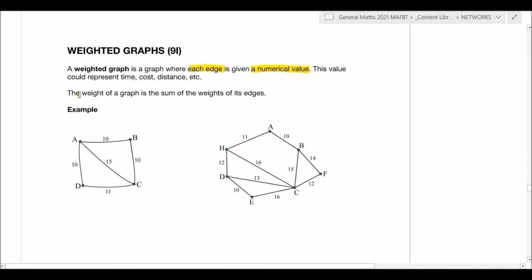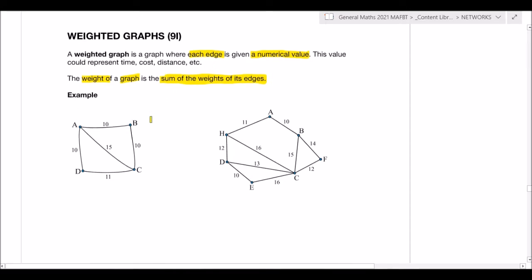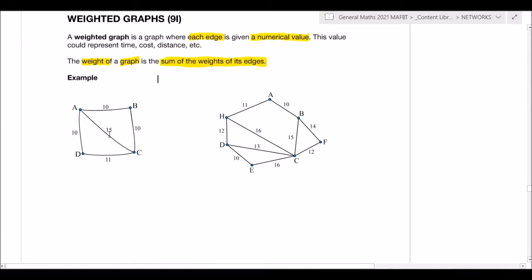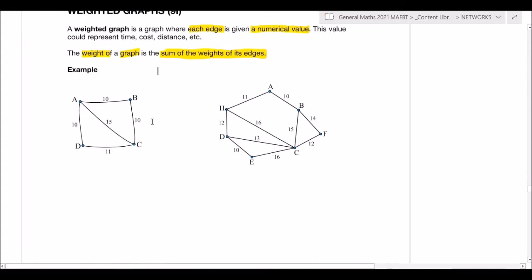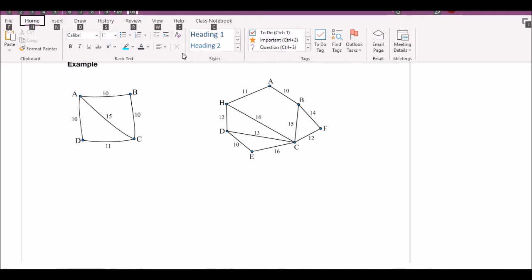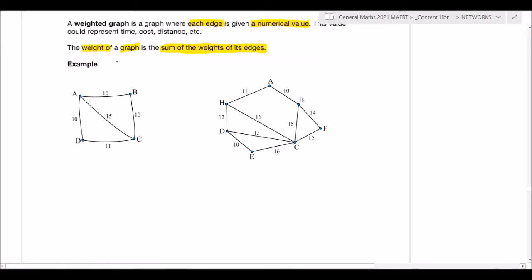So the weight of a graph, when we ask for the weight, it's basically the sum of all the weights of the edges, to be more precise and exact. So when we ask for the weight, that means we're asking for the total sum of the weights of all of these edges. So in these examples, we're just going to add together the weights of each of these edges.